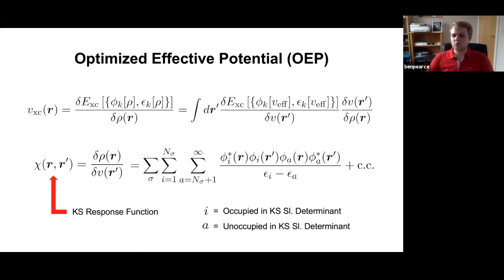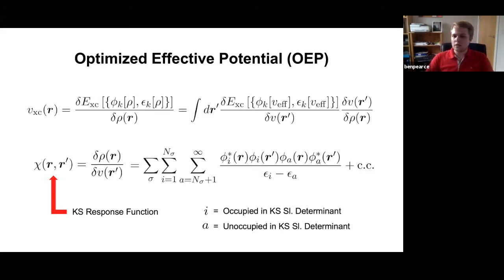So the first part of my talk is going to be about the optimized effective potential, for those who aren't too familiar, and how we can actually reliably and efficiently solve this equation. So if you have a functional which depends implicitly on the electronic density and explicitly on the Kohn-Sham orbitals and their energies, you can use the optimized effective potential to calculate the exchange correlation potential. This could also be the Hartree exchange correlation potential. It depends what functional you might be using.